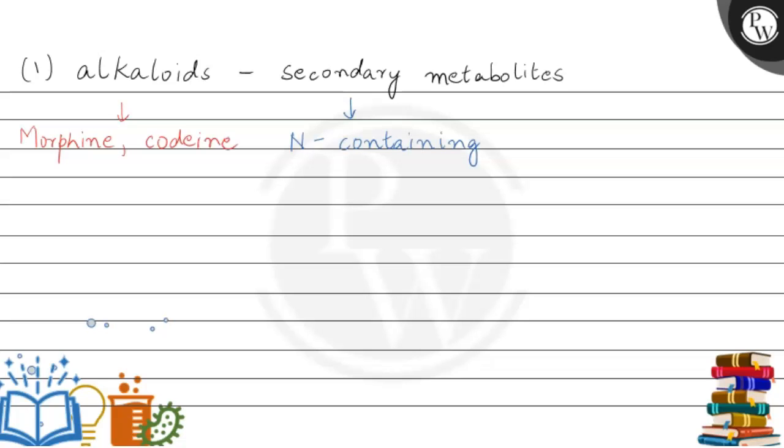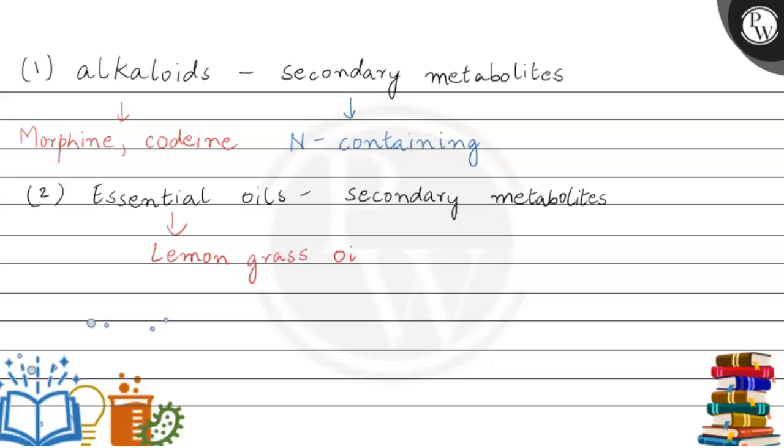Now the second option says essential oils. Again, essential oils are secondary metabolites which are released by several plants, and the major types of essential oils are lemongrass oil. It is the most common type of essential oil used commercially as well.